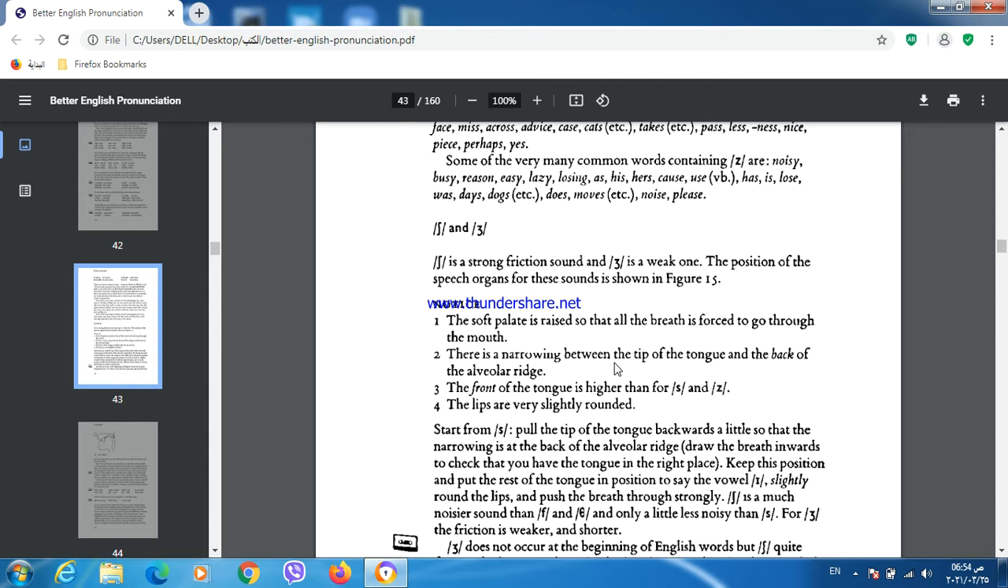اللثة يعني. ثالثا the front of the tongue is higher than for sh and j. إذا قارنا بين ارتفاع مقدمة اللسان بالنسبة للأصوات الس والز وبالنسبة للش والج، نلاحظ إنه هي تكون أعلى في حالة الش and j. The lips are very slightly rounded. الشفاه تكون نوعا ما بشكل خفيف مدورة.